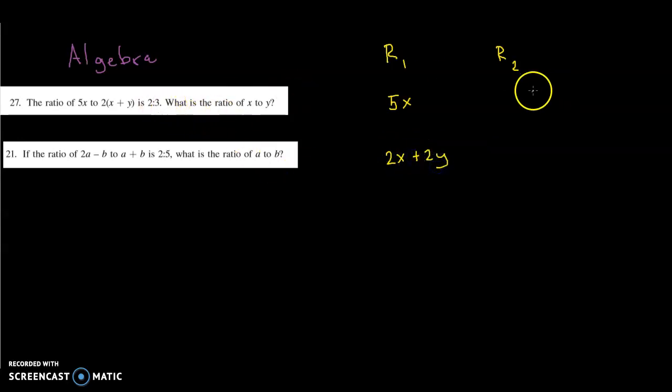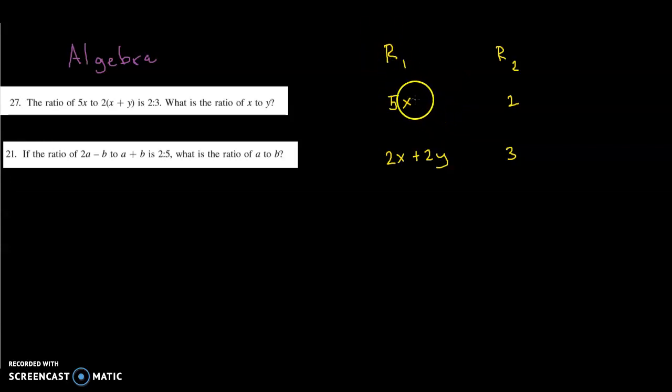And they say that's equal to 2 to 3. The ratio matching the 5x is the 2, matching the 2x plus 2y is 3. Okay, and they want to know what's the ratio of x to y. Essentially what they're looking for here is we're going to cross multiply and try to get all the x terms on one side and all the y terms on the other side, and then whatever those numbers would be in front of x and y, that's going to be our ratio. So here, let me just demonstrate that.